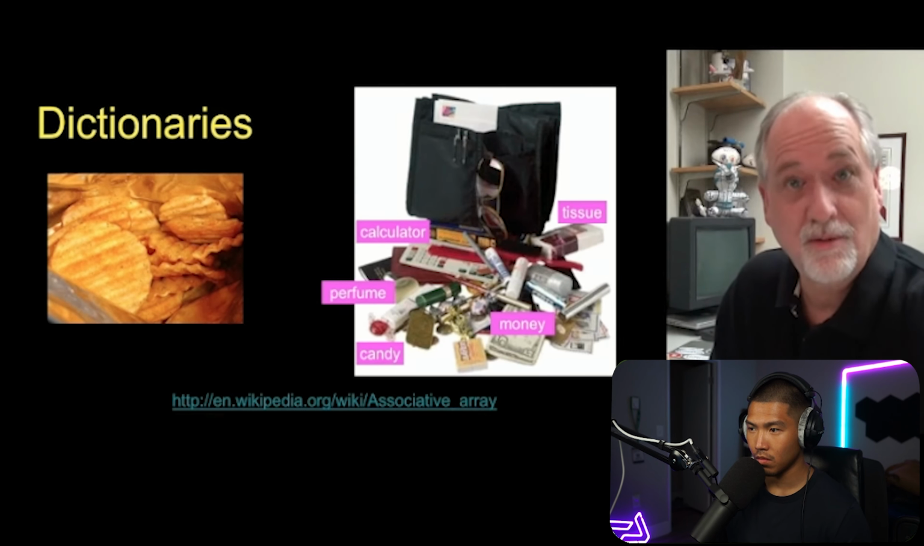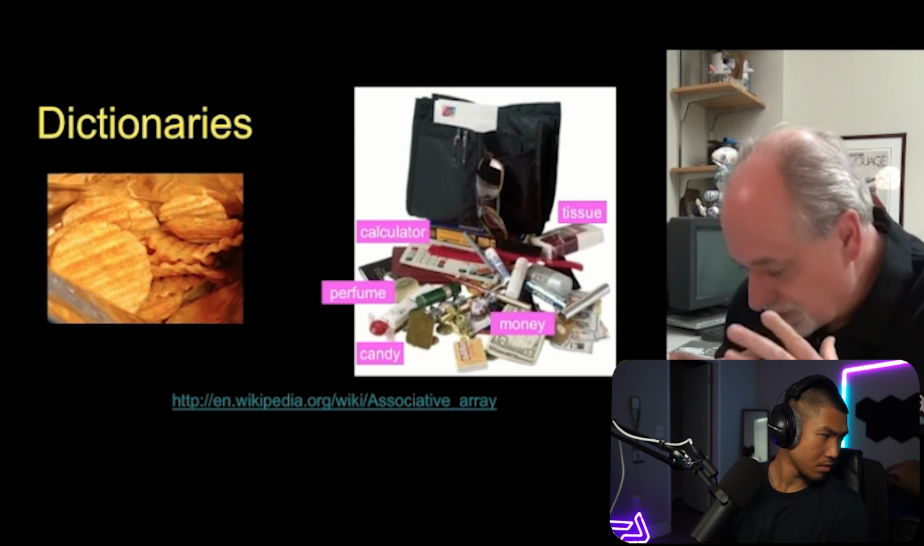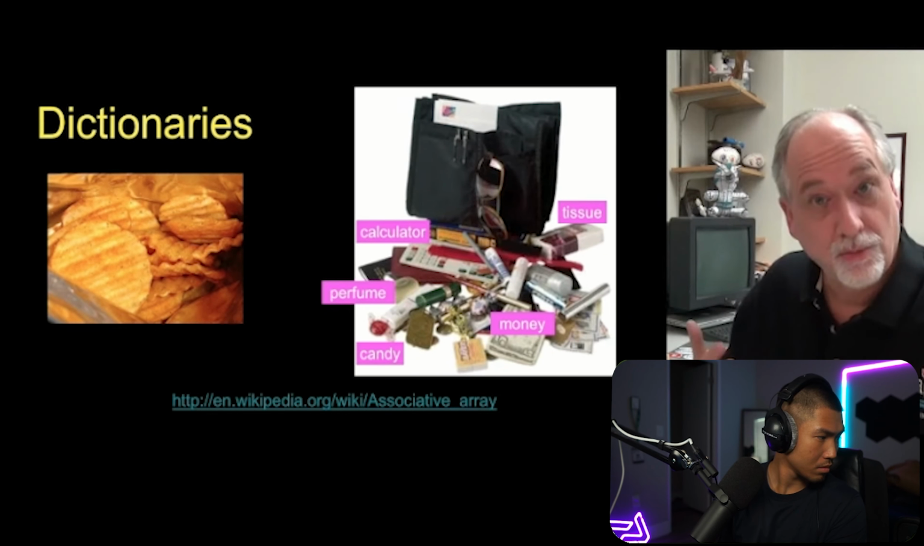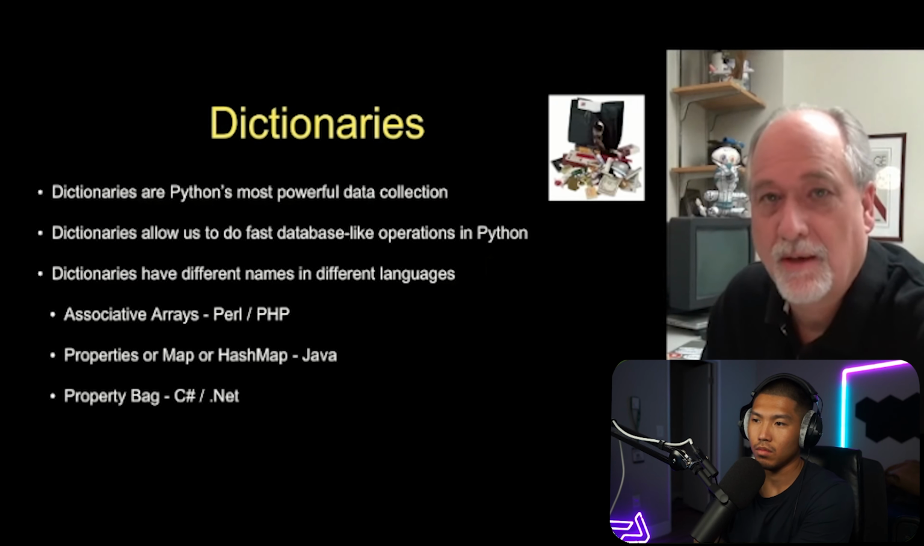And so it's like having a purse or a bag or a backpack where you have things labeled and you can throw things in and label them, and you can shout into your bag and say, give me the calculator or give me the candy or whatever it is that you have labeled them. You have to come up with the labels, and then you can use the labels to get things back out. And like I said, they're probably the most powerful thing.